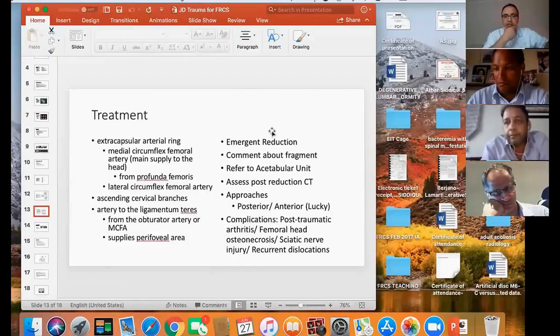Yeah, it depends. You assess where the dislocation and the fracture are. But generally it's the posterior lip fracture. So if it is a posterior lip fracture or a posterior column fracture, you will go with the posterior approach. That's what our ortho bullet says as well. Yeah, I think that's very reasonable.